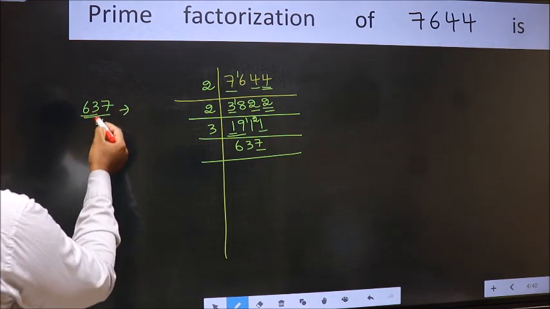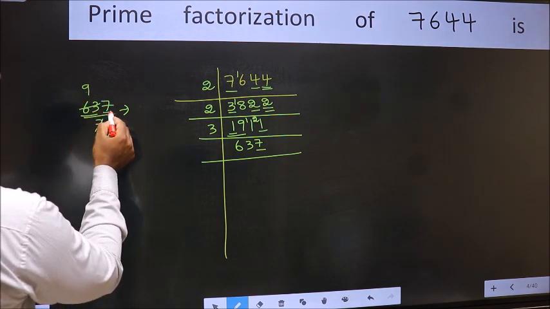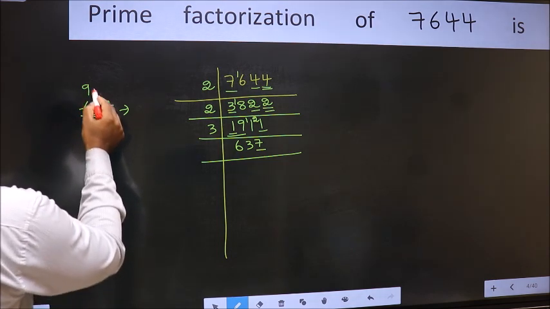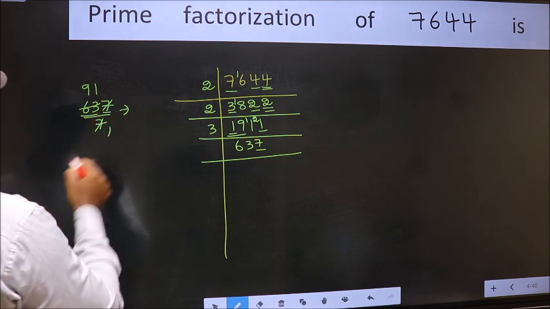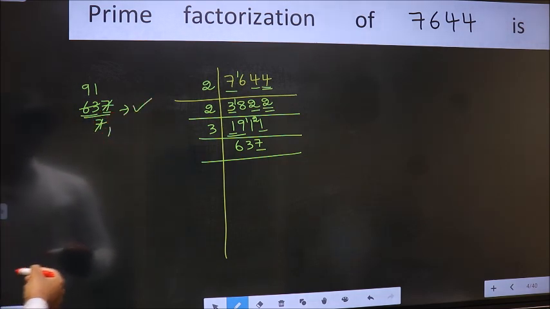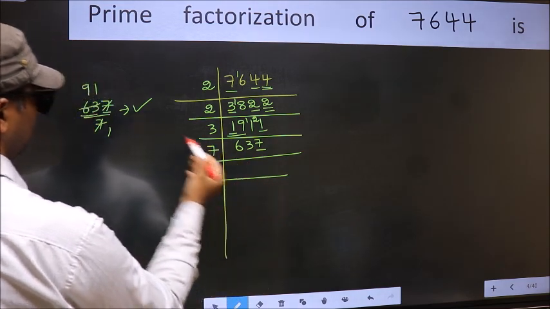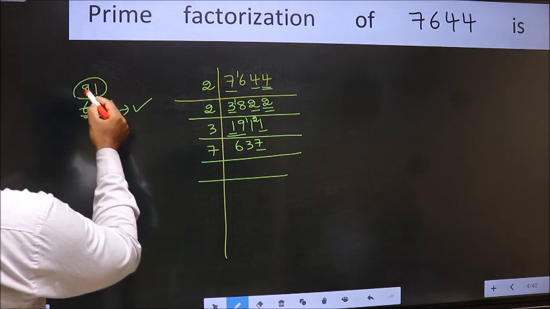When do we get 63 in the 7 table? 7 9s 63. The other number 7, when do we get 7 in the 7 table? 7 1s 7. No number has been left out, so this is divisible by 7. So 7 here. And here we should write this number 91.